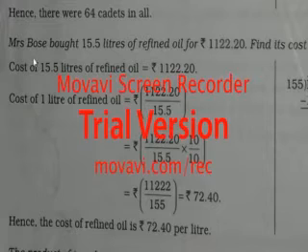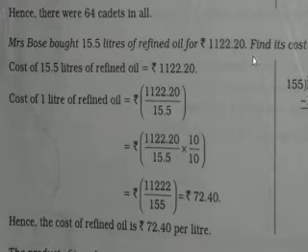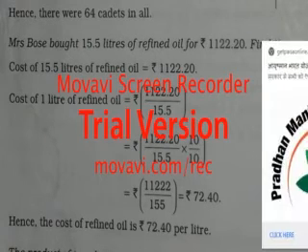So students, if you will see here, example number 14, Mr. Bose bought 15.5 liter of refined oil for rupees 1122.20. Find its cost per liter. You have to find the cost per liter. So what we will do, we will divide total price by total amount in liter.